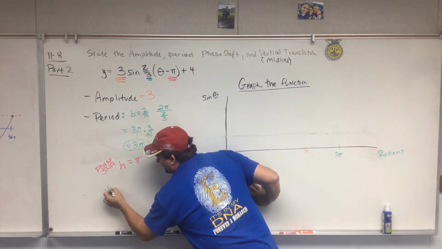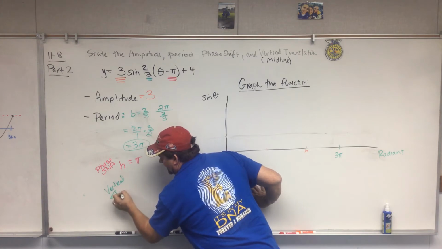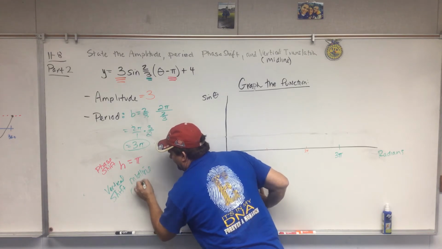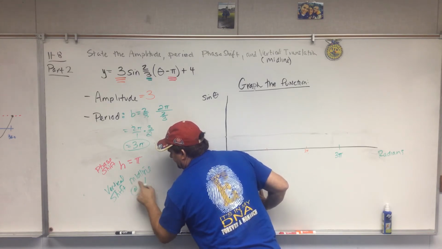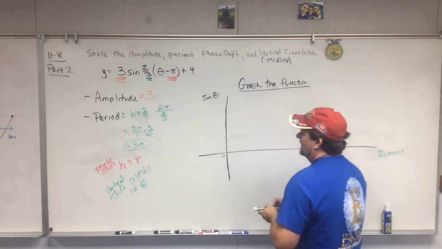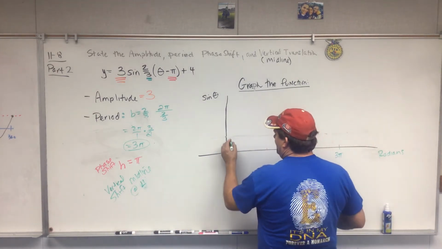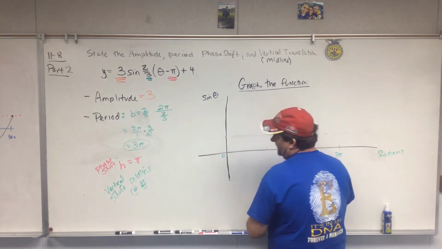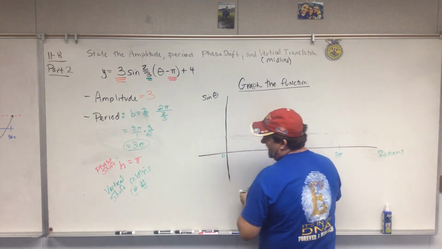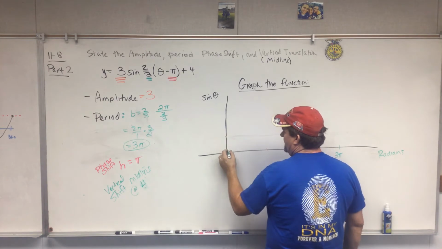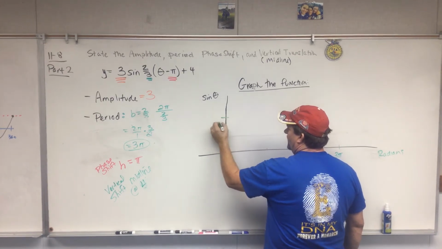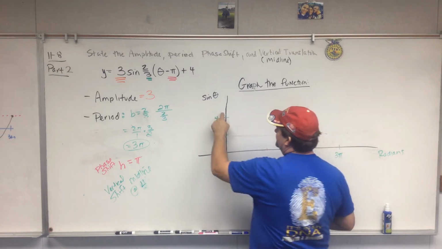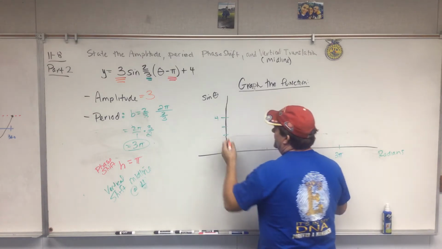So my vertical shift tells me my midline is at 4. All right, so let's work around this stuff here. What I'm going to do first is draw my midline. So my midline is 4. If I go up to my midline, 1, 2, 3, 4. My midline is 4. My amplitude is 3, so I have to go up 3.